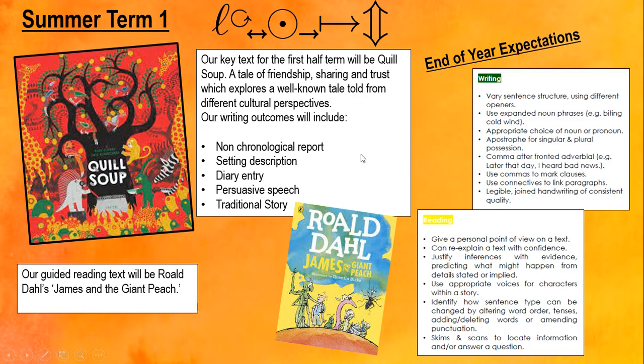Looking at literacy, our key text for the first half term is a book called Quill Soup, a wonderfully illustrated book. It's a tale of friendship, sharing and trust, which explores a well-known tale told from different cultural perspectives. Some of the writing outcomes we're going to have this forthcoming half term: non-chronological reports, setting descriptions, diary entries, persuasive speech and a traditional story. Pleased to share that our guided reading text is Roald Dahl's James and the Giant Peach. Fantastic book. The children are already getting into that one.